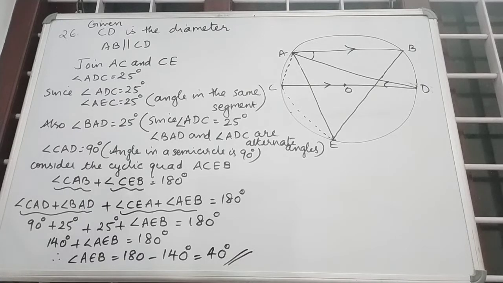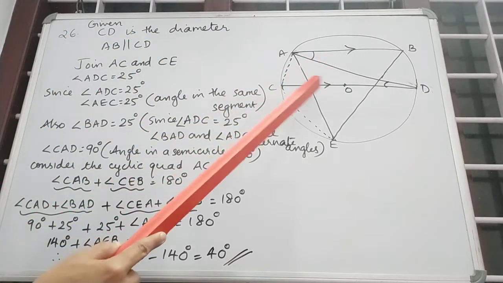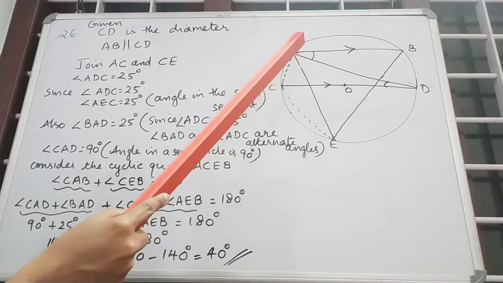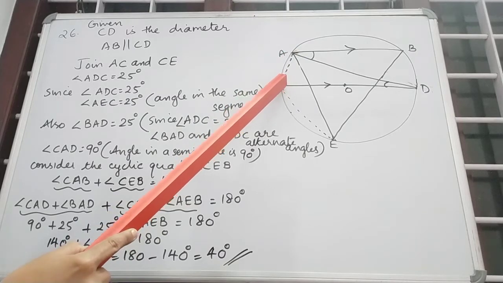Next question number 26. In the figure given alongside, AB is parallel to CD and O is the center of the circle. If angle ADC is equal to 25 degree, find the angle AEB. Give reasons in support of your answer. So we can do that. Given CD is the diameter and AB parallel to CD, join AC and CE.